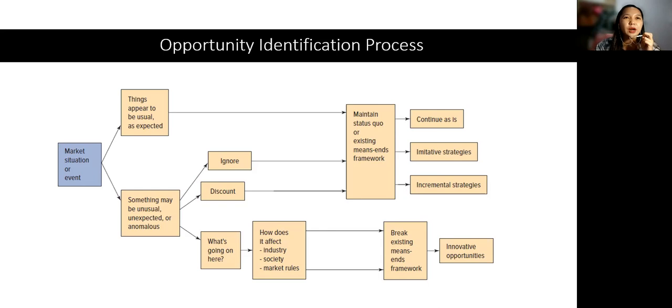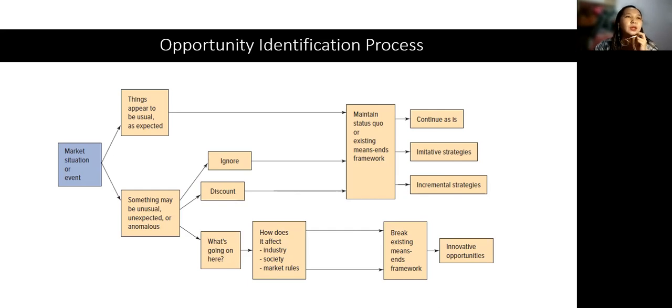It describes how the entrepreneur assesses whether the situation faced is the same as it has been traditionally or if it is changing. Depending on the market situation or event, this may appear to be usual. If it is usual, then we should maintain the status quo or existing means-ends framework. So you can continue as is or you can do imitative strategies, which involve doing the same thing. That means you are going to take up strategies that others also do. You are basically just imitating.